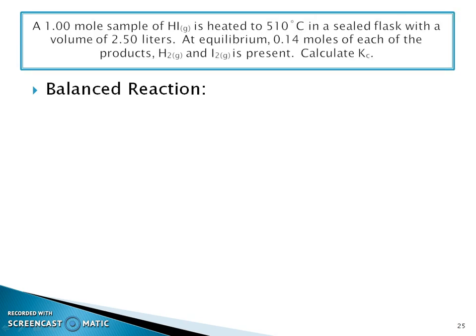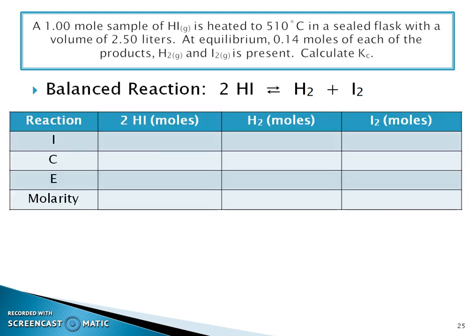Here's your balanced equation. Again, if you didn't get that to begin with, you might want to pause and redo your numbers. Here is your ICE or RICE box. And again, I'm putting molarity at the bottom there because they're giving us moles and not molarity. So as a reminder, we're going to need to put that in. My first step was the initial concentration, 100. My next step was 0.14 moles of each of those products.